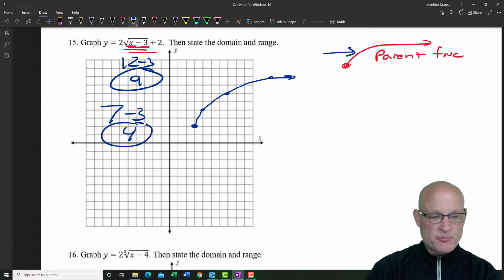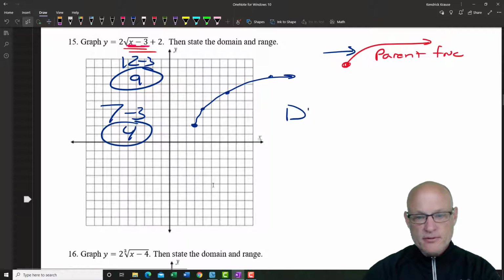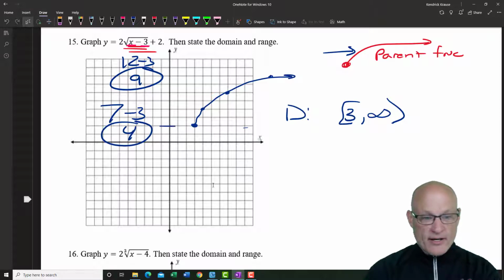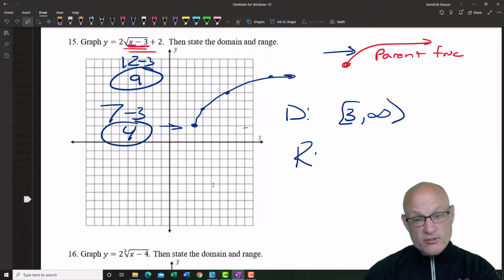So you can just plot the points on there. Oh, to state the domain and range. So domain starts at 3, goes forever. What's the starting y value, right? There's only 2 times you're going to pluck off y values. Range, min, and max. So this starts at 2 and goes up forever.